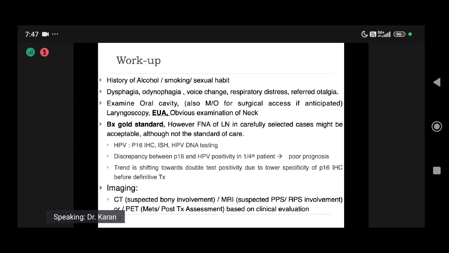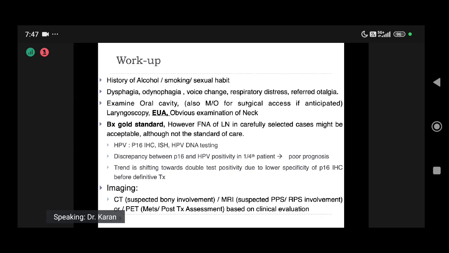This is because there is a slight discrepancy between P16 positivity and HPV positivity. About 1/4 of the patients will show P16 positivity, but they might not be HPV positive. So there is a false positivity associated with P16, and these cancers tend to do poorer as compared to the HPV associated malignancies. That's why I like the term HPV associated malignancy and not HPV positive malignancy, because every HPV positive or P16 positive is not truly an HPV associated malignancy.